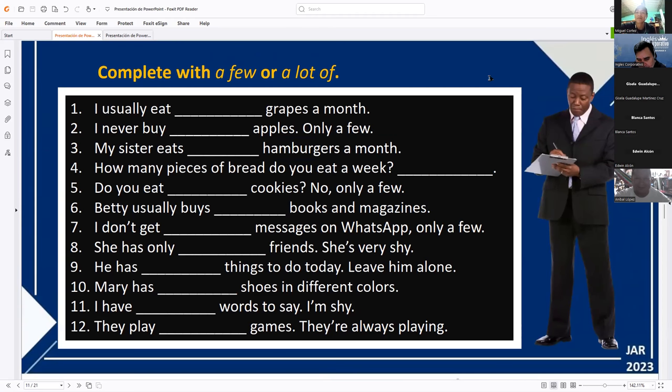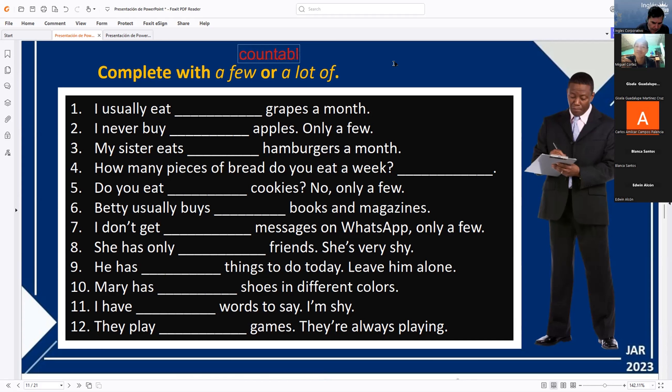Yes, Miguelito, what's your question? How much is countable or uncountable? How much is for uncountable. For example, you say, how much soda, how much coffee, how much water, how much sugar, how much pizza. But you say, how many bananas, how many boxes of any product. How many bicycles, how many cars, how many people, those are counted. Now, over here, you're going to be talking only about countable, a few or a lot of: games, words, shoes, things, friends, messages, books, cookies, pieces of bread, hamburgers, apples, and grapes. So all of them are countable.